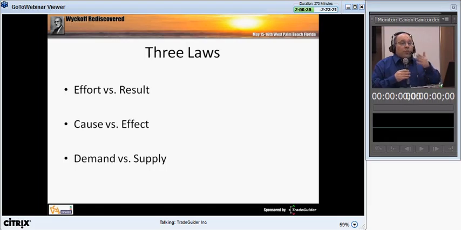Gavin talked about three laws, okay? And this is the heart of Wyckoff, so I'm done. Read this, and you know this, and that's it.